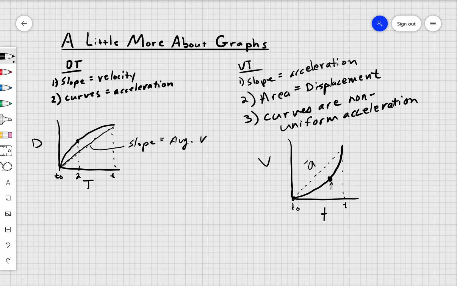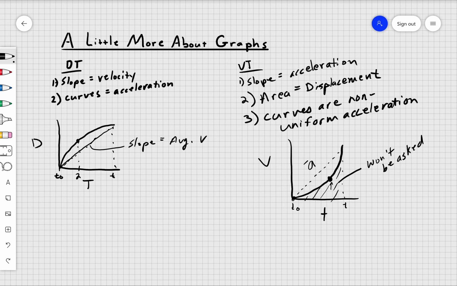And likewise, since the area is the displacement, if it's a curved section, you won't be asked for the displacement, because that one's an integral, and you would integrate the equation of that line. Well, that's calculus. Remember, this is algebra and trig, so we won't be doing that. If you're asked for a displacement, it will be on a part of the graph that has a straight line, and you can figure out the area by adding up rectangles, squares, and triangles.